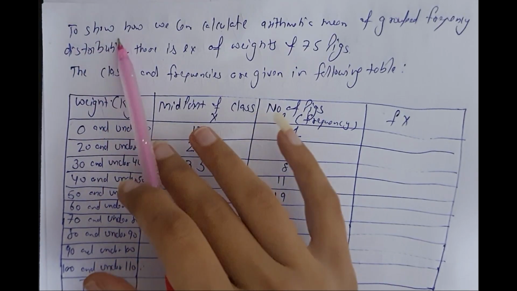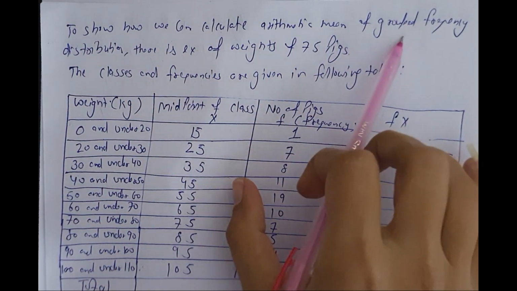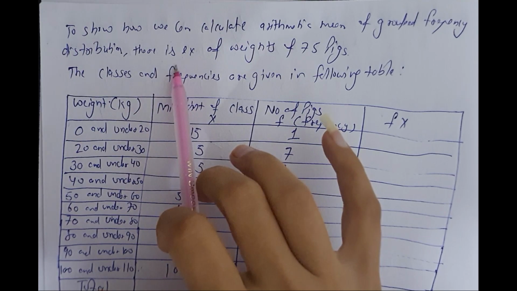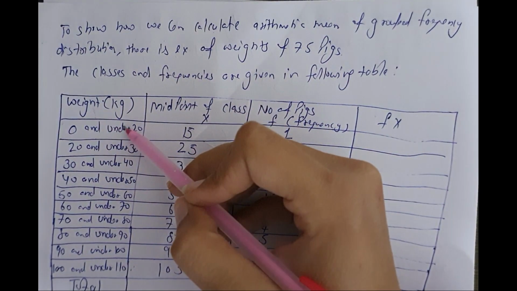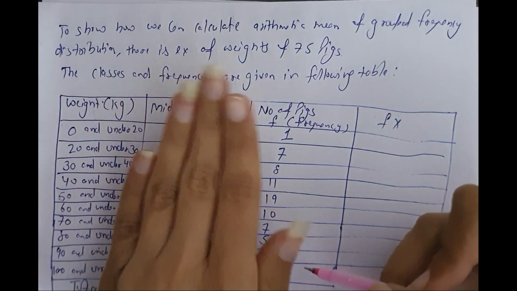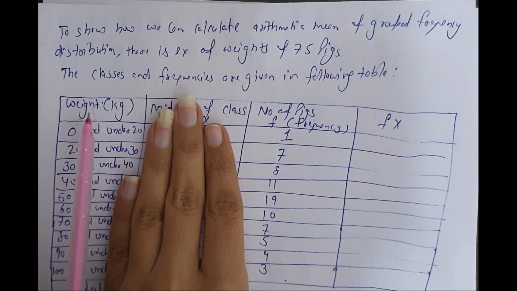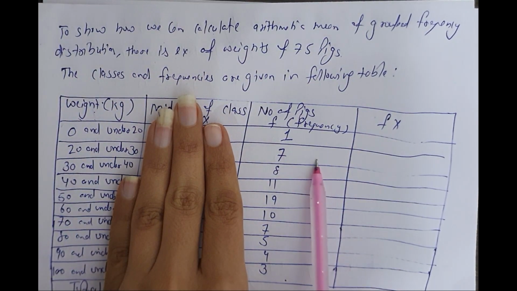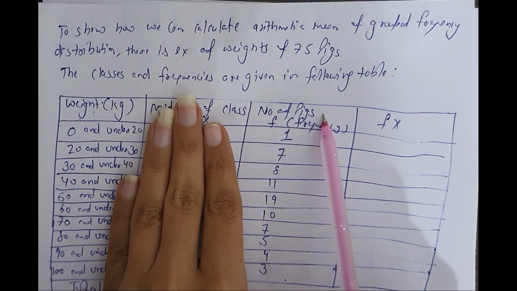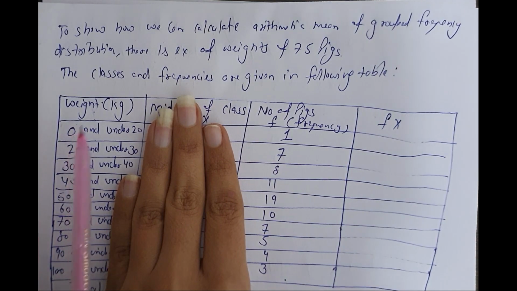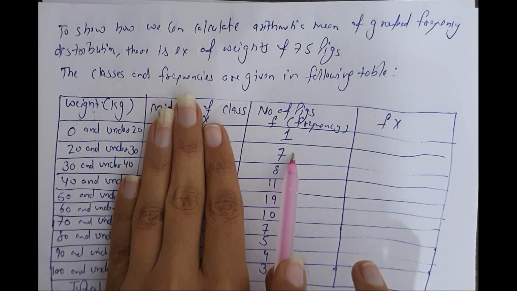Now next question, to show how to calculate arithmetic mean of a grouped frequency distribution, there is a table of weight of 75 peaks. This is given, that is the weight of peaks. We are given the frequency. We are not given this data. In the question we are only given weight and frequency, that is weight of peaks and number of peaks. Number of data means its frequency. We are only given this and this column in the question.